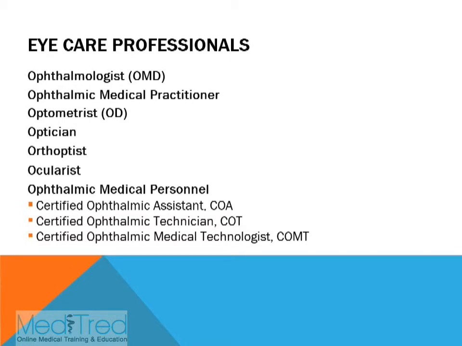So let's go into the eye care professionals as we see them today. They are the MD ophthalmologist, and then the optometrist, who are the ODs. Then you have opticians who go through 1 year of training, and these are the people who grind glasses and can also prepare contact lenses. Orthoptists predominantly deal with extraocular muscles and strabismus, and they help out the pediatric ophthalmologists. Ocularists are the trained people who make the plastic eye or the artificial eyes. The ophthalmic medical personnel are the people who work with us in our clinics: the certified ophthalmic assistant, or COA, certified ophthalmic technician, COT, and certified ophthalmic medical technologist, or COMT.